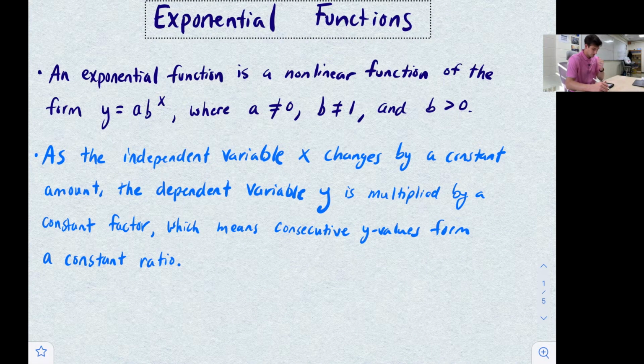So an exponential function is a non-linear function, which means it's not going to be a straight line, of the form y equals a times b to the x, and we have a couple stipulations here. A can't be 0, b can't be 1, and b has to be greater than 0.